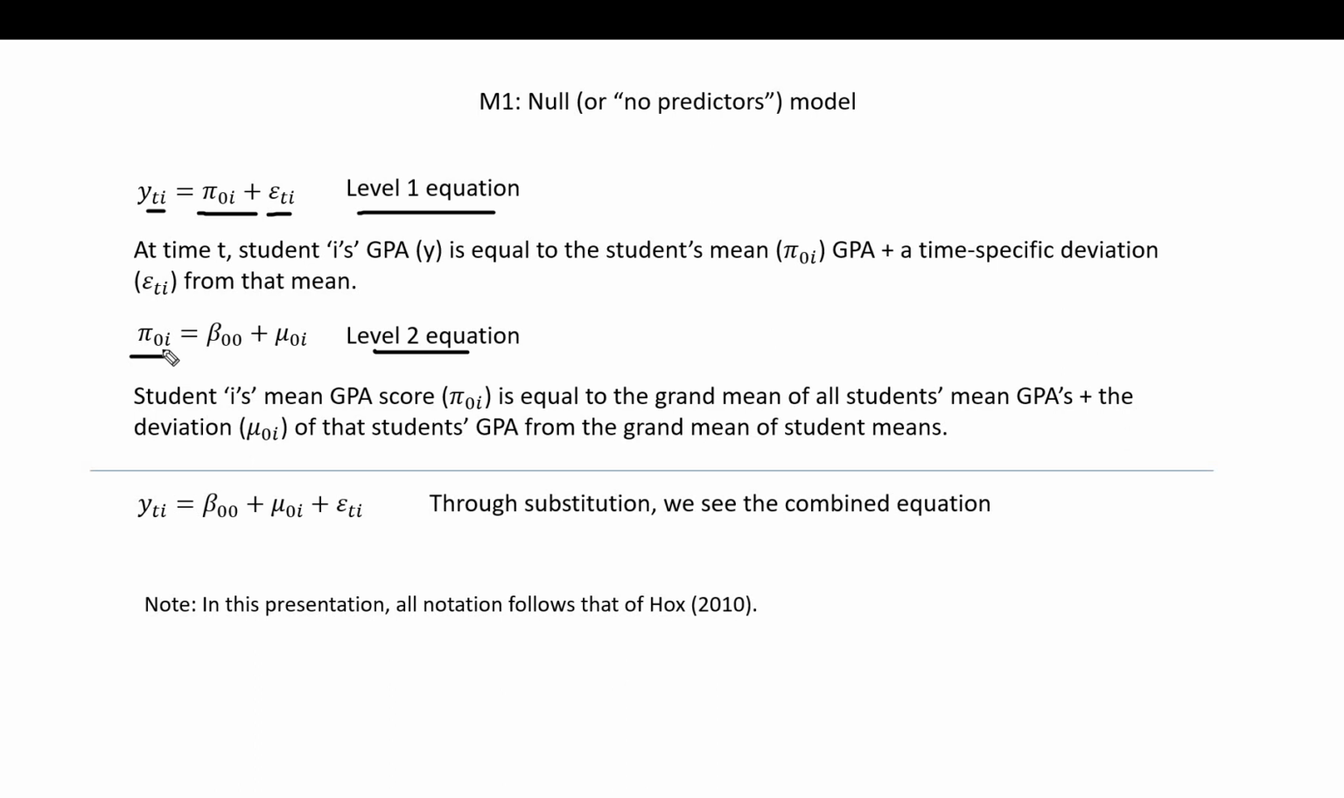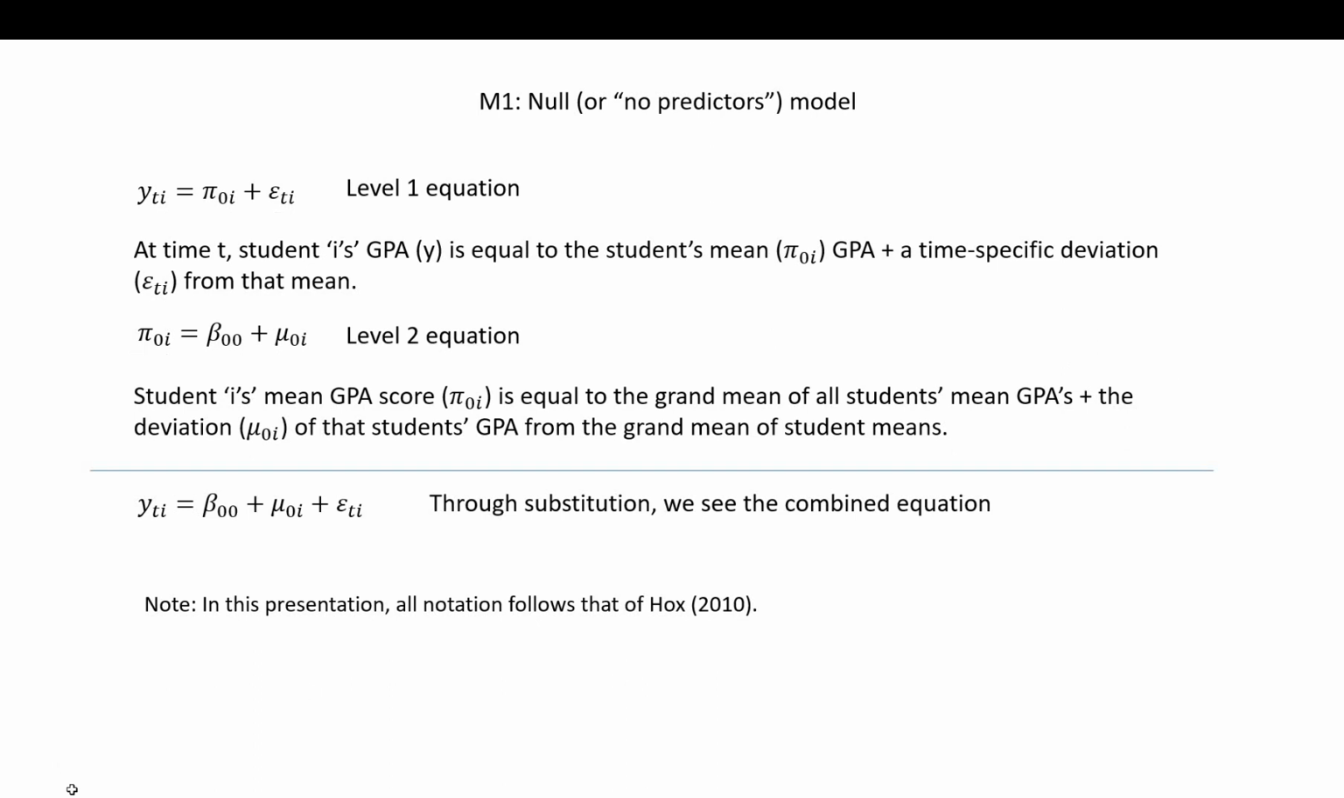At level 2, or the level 2 equation, you can see again we have the pi 0i, so that's basically student i's mean GPA score over time, which is equal to the grand mean of all of the students' GPA means, if you will, plus the difference between student i's mean GPA from the grand mean of all the students' means, if you will. So you can see it's a mouthful when you're trying to explain some of this information.